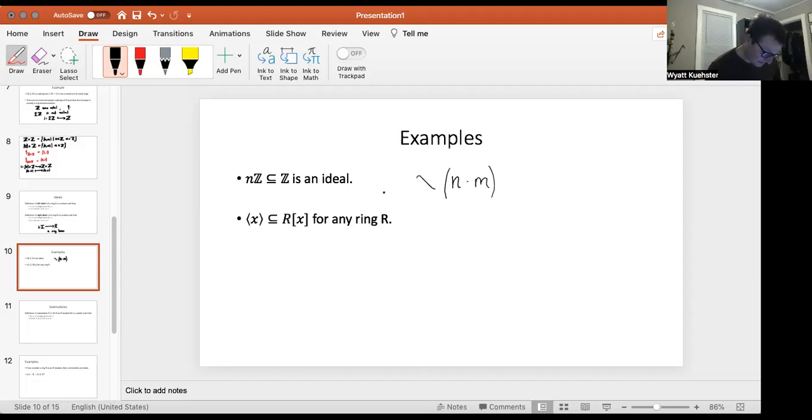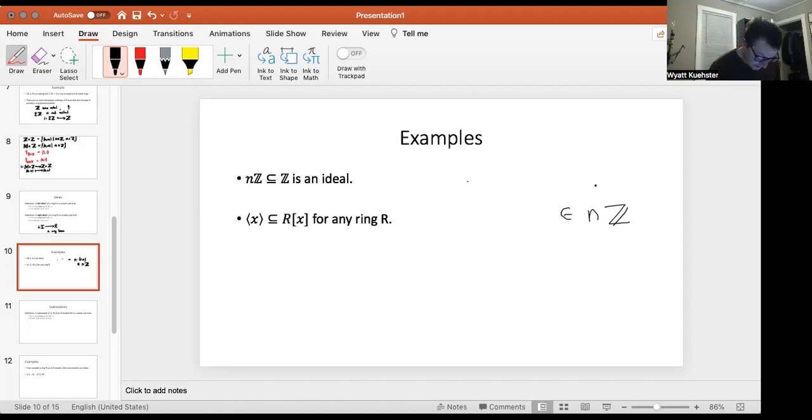I'll do r. r times n times m is equal to n times r times m, which is in nZ, because this is a multiplication of integers and it's an integer. So that's an ideal. We have lots of ideals of Z now.